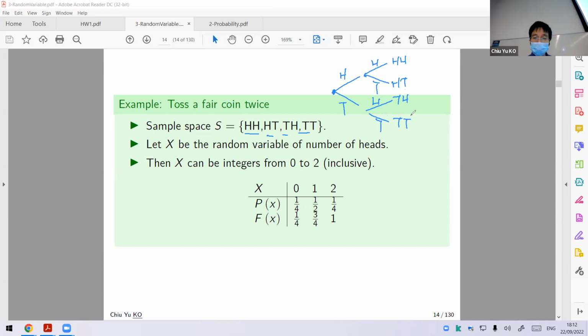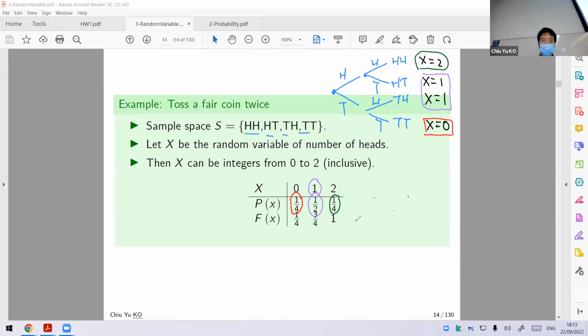And what we're trying to map this to is the number of heads, right? So this is x equal to 2 here. This is x equal to 1, this x equal to 1, and this x equal to 0. For x equal to 0, what's the probability? It's just this branch, right? Each branch is 1/4, so that's why 1/4. And x equal to 1 refers to 2 branches. One branch is 1/4, 2 branches is 1/2. Is that okay? And finally, x equal to 2, which has only one branch, 1/4.